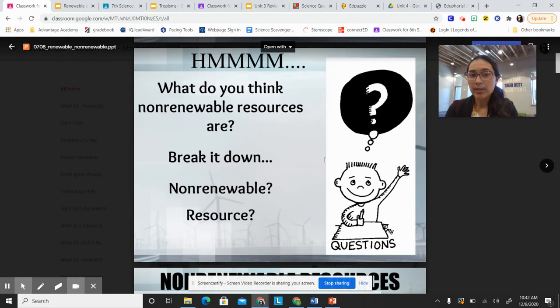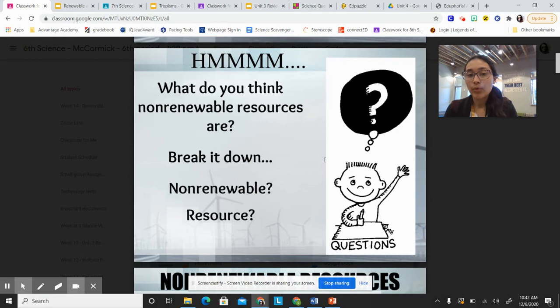Non-renewable resources, break it down. What does non-renewable mean? Non means not, renewable means renew, so new again. So what that means is we cannot replace it. It is not renewable. It does not replace itself, okay? And a resource is just something we use. So a non-renewable resource is something we use that cannot renew itself, cannot make more of itself.